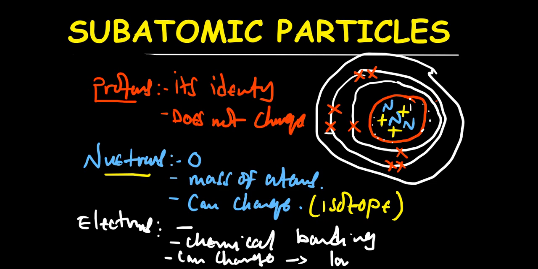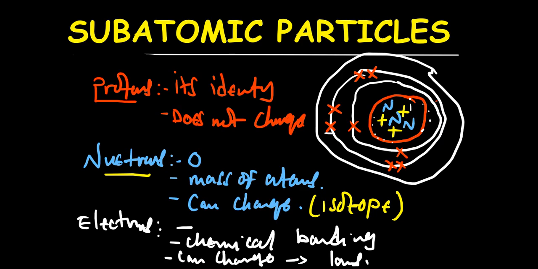So you can see the difference. I've clearly outlined the difference between these three subatomic particles. The proton is for identity and the number does not change. The neutrons are important for the mass of the atom, and when they change they form isotopes. And then the electrons are important for chemical bonding, and when they change they form what? Ions. So those are the three subatomic particles that you have to know.